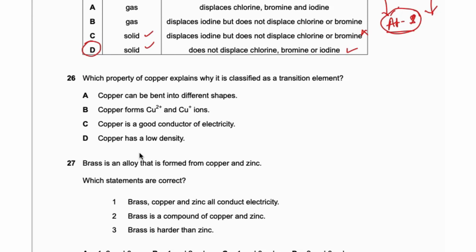26. Which property of copper explains why it is classified as a transition element? Copper can be bent into different shapes. It is a property of typical metals, not for transition element. Copper forms copper 2 plus and copper 1 plus ion. This is the property of transition element, that transition elements form ions with different oxidation states. So this is right answer. Copper is a good conductor of electricity. It is not a property of transition element only. Copper has low density. It is wrong.